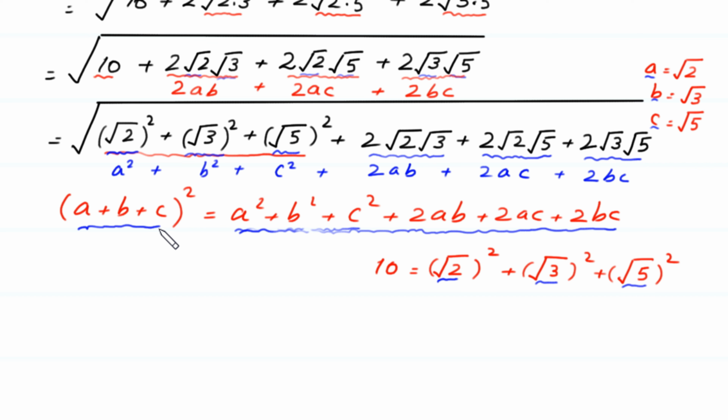So we can write this whole expression in this form as a plus b plus c whole squared as square root of, we have a as square root of 2 plus, and we have b as square root of 3 plus, and we have c as square root of 5, and we write it whole squared.